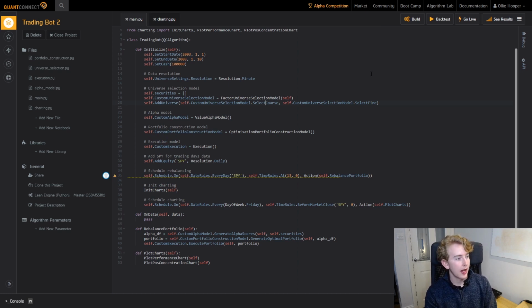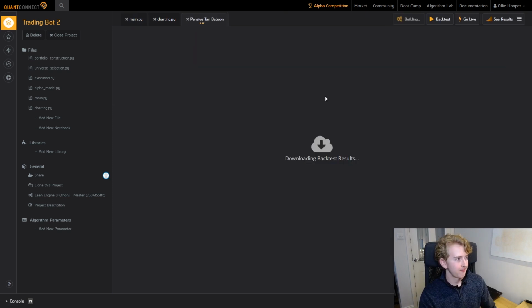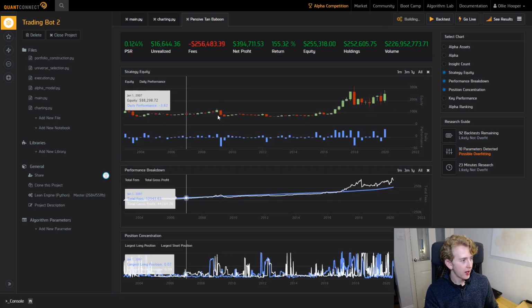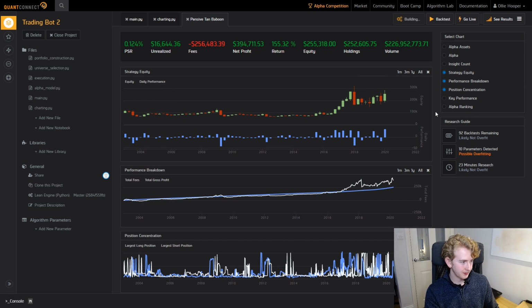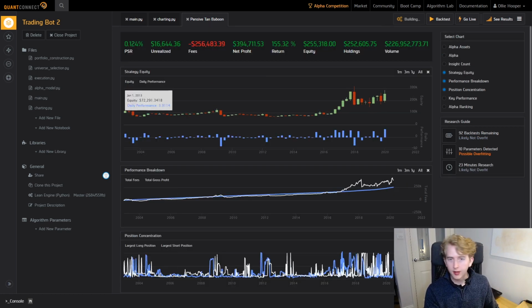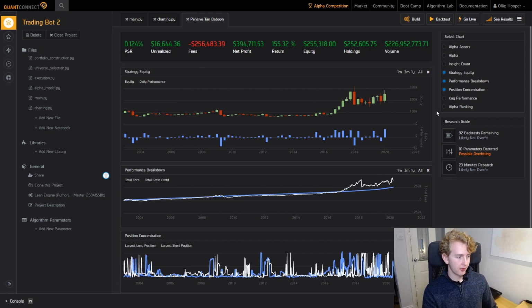And now we can have a look at the actual results. So what you do, click backtest again, and you'll see along with your normal charts, you'll also get two other charts, the performance breakdown and the position concentration. And so I actually ran one earlier. So here is one I made earlier. So you can see we've got the same performance, same backtest, same algorithm, same trading bot. There might be very slight discrepancies, but there isn't going to be any massive changes to the overall performance.